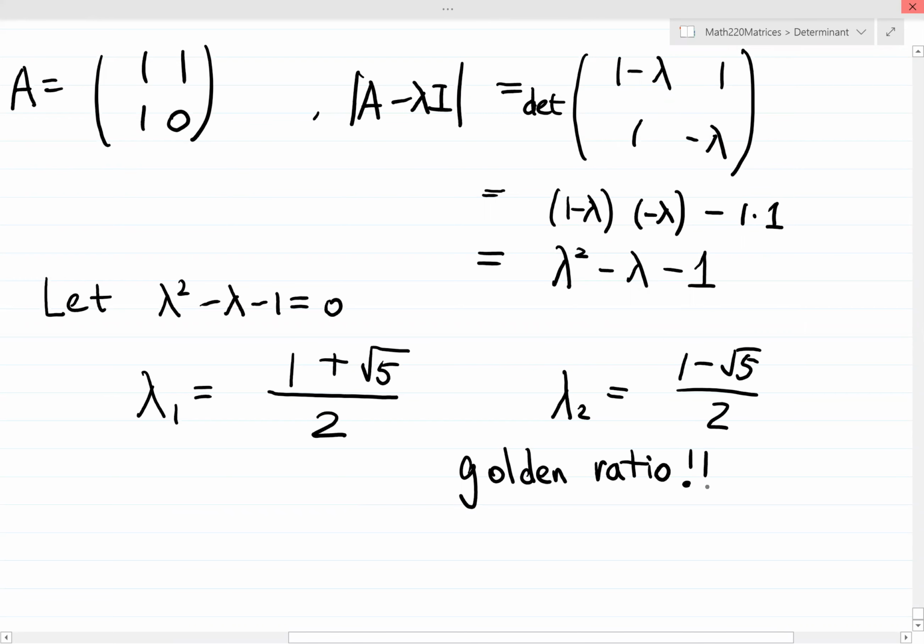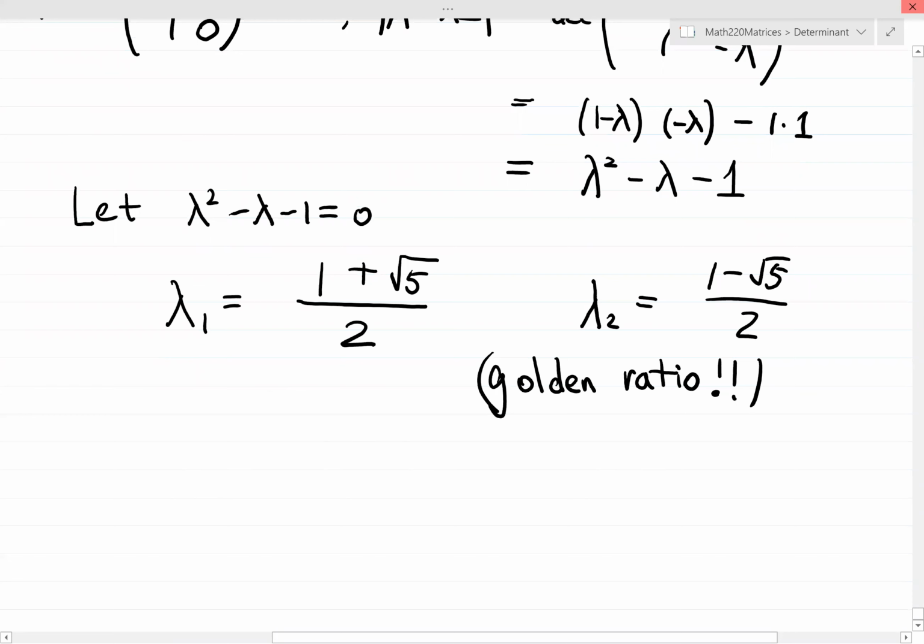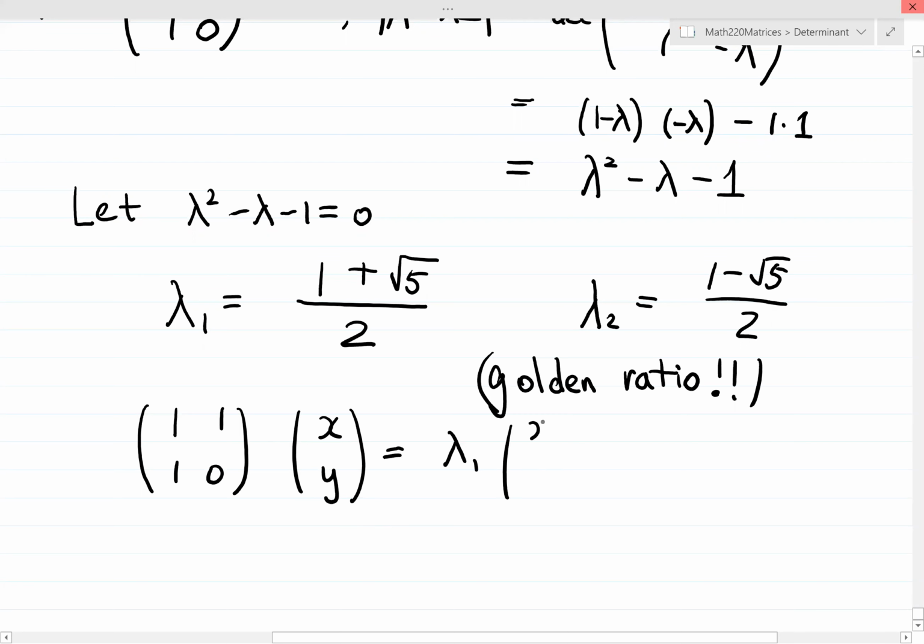Golden ratio. This is the famous golden ratio. I think we find the eigenvalues, and then we find the eigenvectors. Okay, eigenvectors. So for lambda 1, this is matrix A times (x, y). Let's use x, y. This is lambda 1 times (x, y).